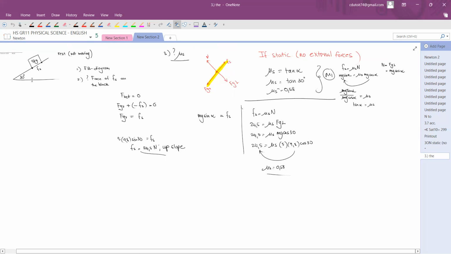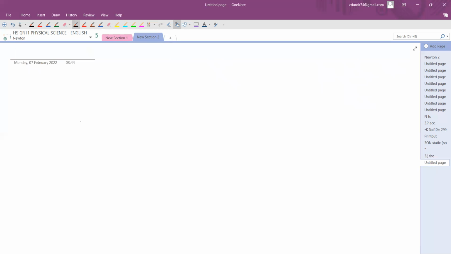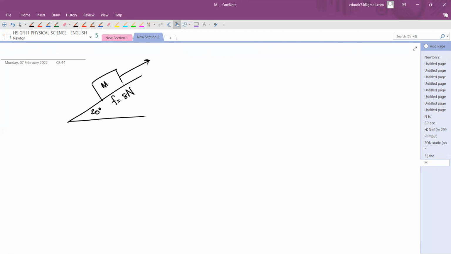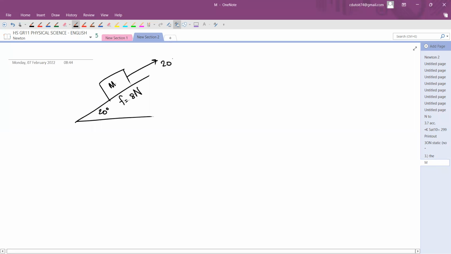Yeah, we'll do another one. Right, so this free body diagram is important. I've got another 20-degree angle there. I've got a block, and I don't know its mass. And the friction is 8 Newton. And someone is exerting a force there on this block of, let's say, 20 Newtons. Can I give you the friction then? I don't know. I probably can.